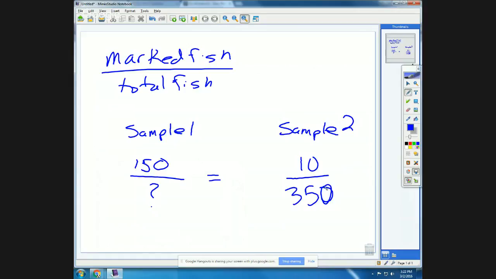Would it simply be that they're trying to guess how many fish are in the pond? Yes, we're trying to guess how many fish are in the pond. That was the goal here. Multiply 350 by 50. So do you get why I'm setting up the problem this way? Does that make sense now?